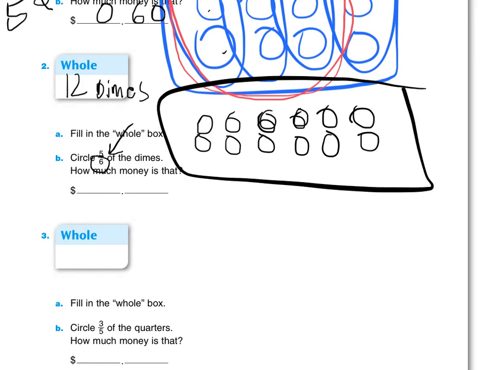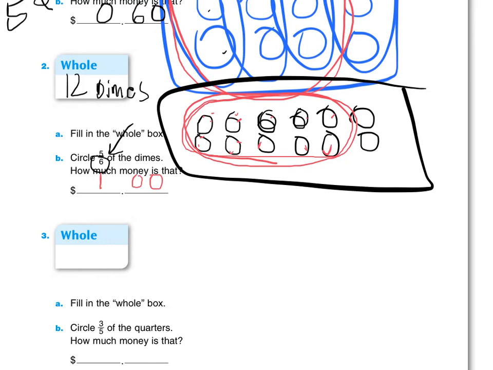But it says circle 5/6 of the dimes. So here's 1/6, 2/6, 3/6, 4/6, 5 of the 6 groups. Then it wants to know how much money is in that. Well, they're all dimes. Each of these groups is 20 cents. So you have 1, 2, 3, 4, 5, 6, 7, 8, 9, 10 dimes. If you know the answer to 10 dimes, you'll know it is $1.